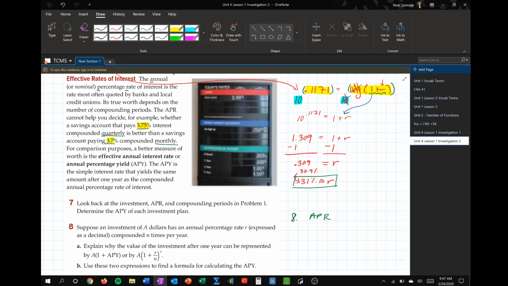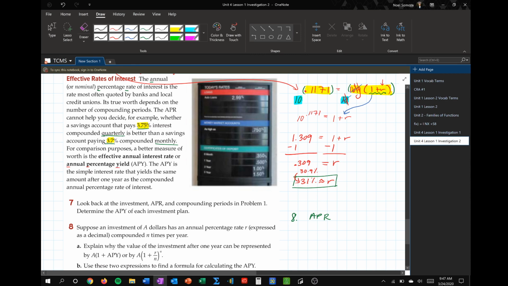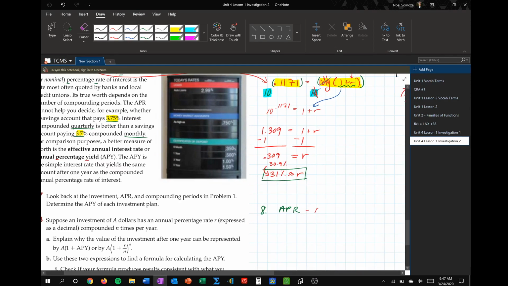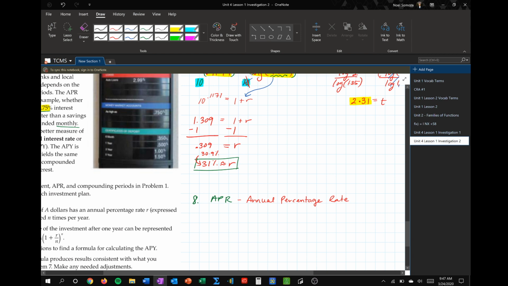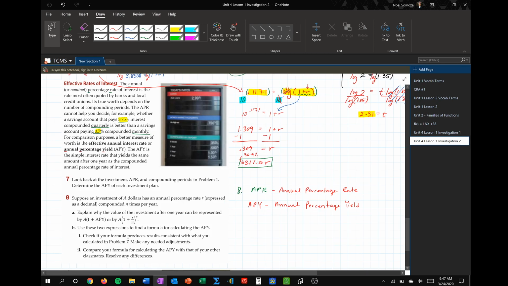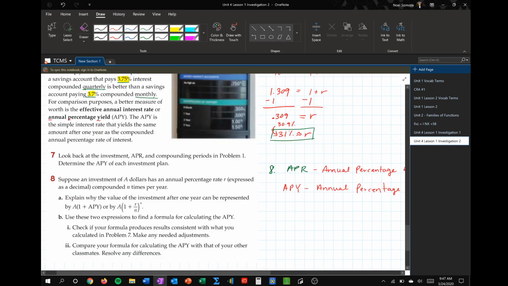There's an additional amount that the 3.75 has that is going to be taken into account once you start doing the compounding. Okay, so for comparison purposes, a better measure of worth is the effective annual interest rate, or the annual percentage yield. They sound similar. You have APR, which is annual percentage rate, and then you have APY, which is annual percentage yield. Okay, they mean different things. The APY is the simple interest rate that yields the same amount after 1 year as the compounded annual percentage rate of interest.